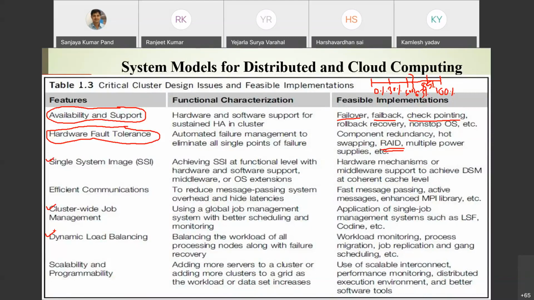Sometimes, in order to improve the resources, you require programmability also. Programmability means the system performance will be increased with the help of this, because each and every resource will be properly utilized.